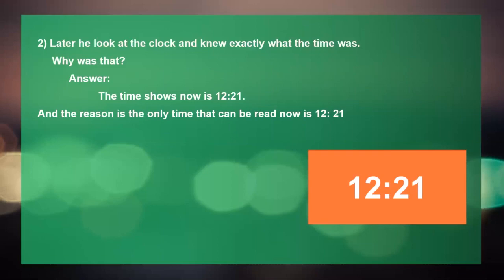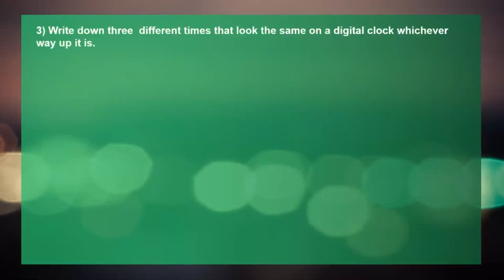Is this clear? Okay, now we will move on to the third question. Write down 3 different times that look the same on a digital clock, whichever way up it is.